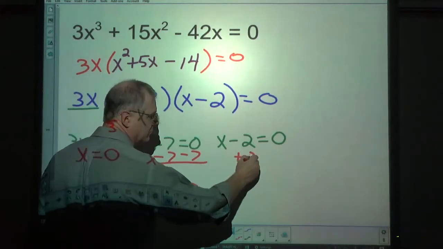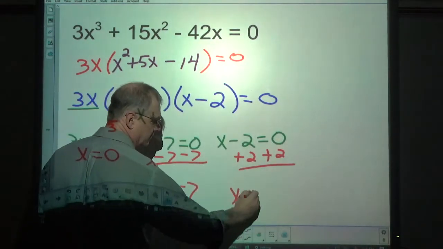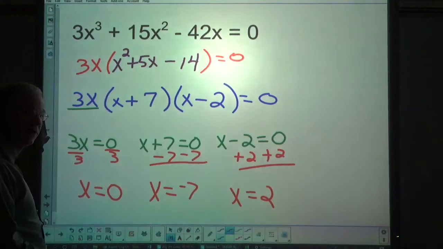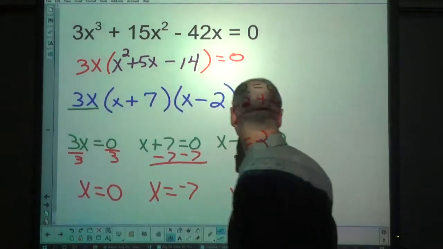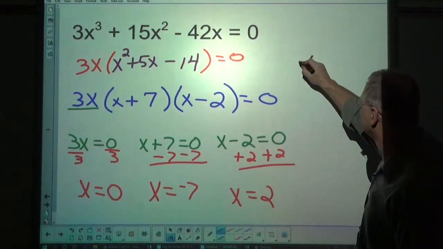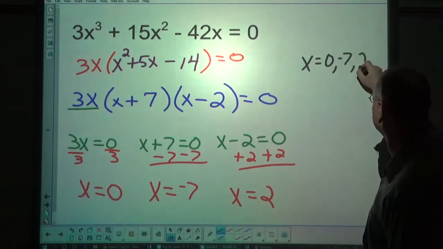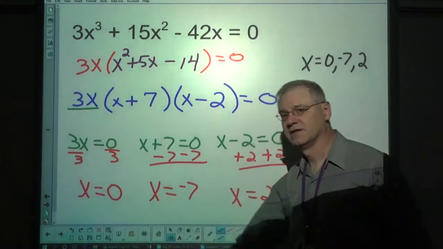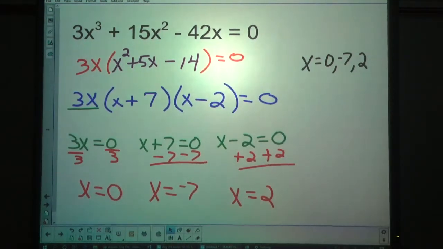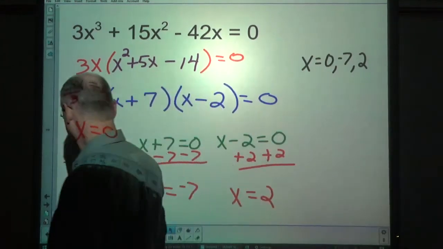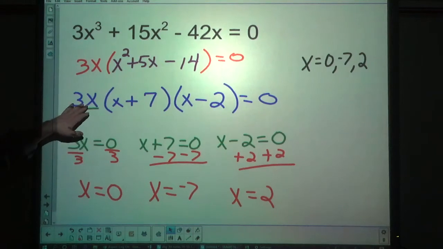And I'm going to add 2 to both sides. So here are my 3 answers. Now the other way that could be written is x equals 0, comma, negative 7, comma, 2. And that's a short way of writing it. All right, next problem. By the way, the main reason this gets set equal to 0 is because x could be 0, and that would cause the whole thing to equal 0, so that is one of the possible answers.